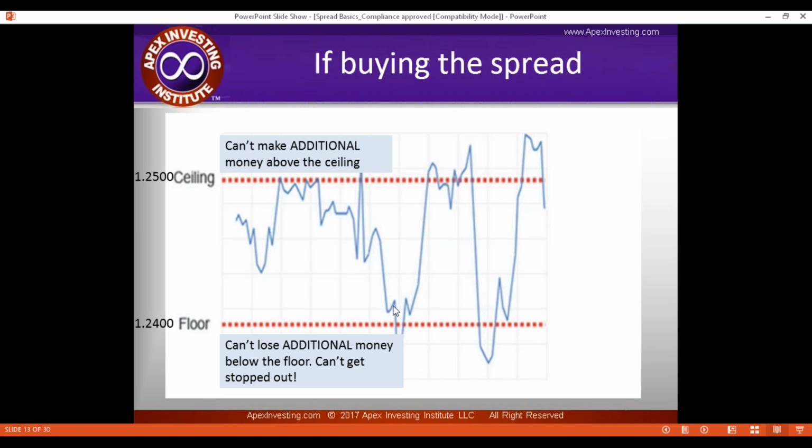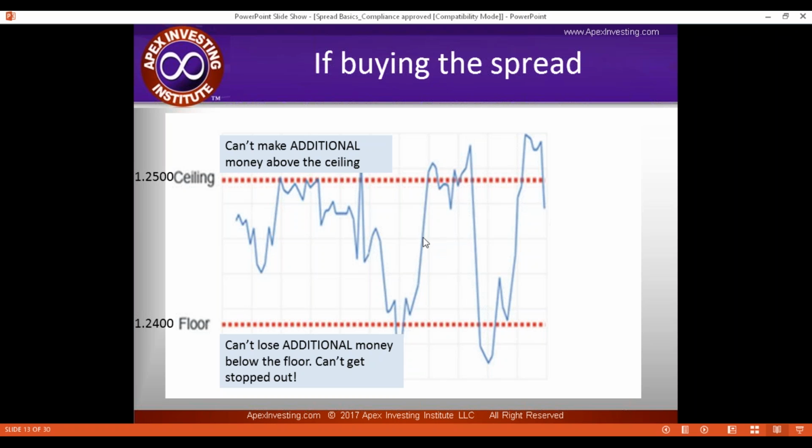What's the difference of 24.10 and 24.50? 40. So I didn't hold it till expiration. I got out of it early, bought at 24.10, sold at 24.50. That's 40 pips, 40 ticks difference. Each tick is worth $1. So what would my profit be on that trade before fees? $40, right? Okay.